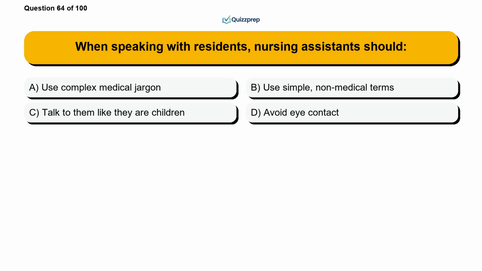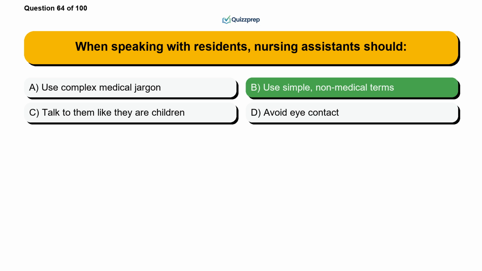Question 64. When speaking with residents, nursing assistants should: Option A, use complex medical jargon. Option B, use simple, non-medical terms. Option C, talk to them like they are children. Option D, avoid eye contact. The correct answer is option B, use simple, non-medical terms.